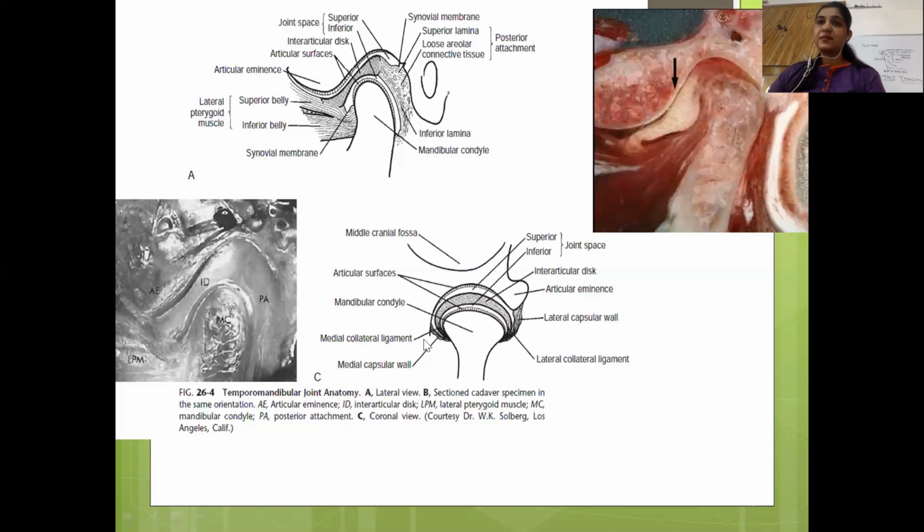This is the medial collateral ligament. This is the medial capsular wall. This is the lateral collateral ligament. This is the lateral capsular wall. And this is the articular eminence.